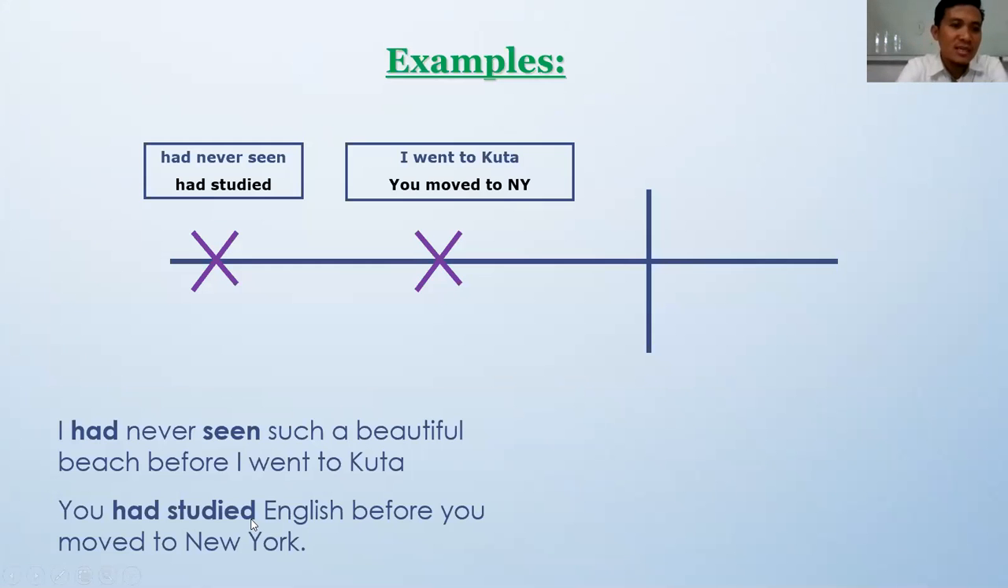Had never seen. Okay, this is an explanation of the previous sentence. They had never seen and had studied. This is the first action. The position is here. And went to Kuta and moved to New York. This is the second action. This is also in the past. And then this one is the now. The present is now here. This is the past. Okay. I had never seen such a beautiful beach before I went to Kuta. Here, the position is here. Like I said before.